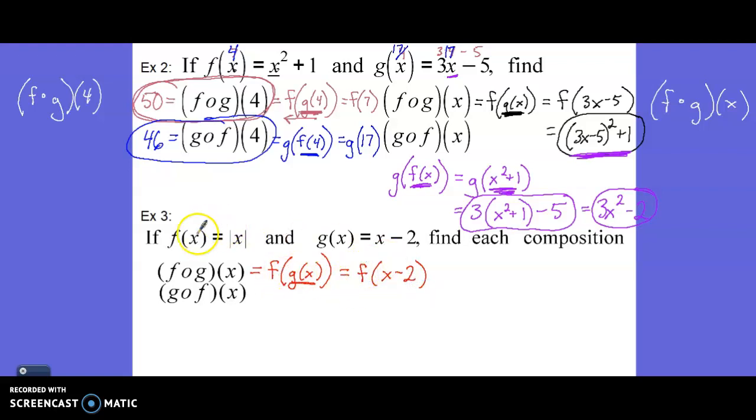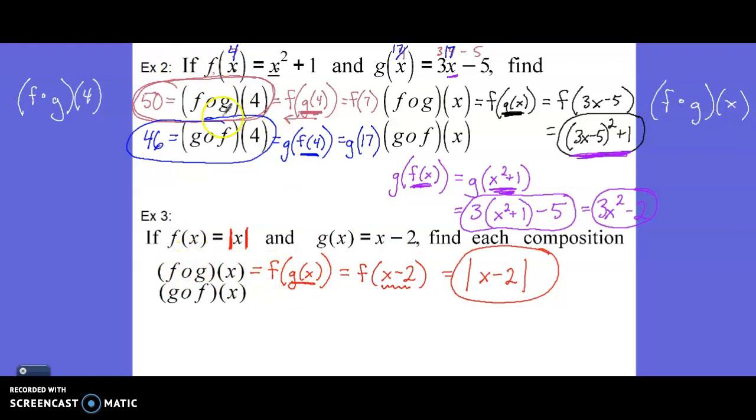So now I can go to the f function and just take out this x. So it's the absolute value. Hopefully this absolute value is showing up on your screen. I know sometimes it doesn't show up. And I need to replace that x with what's inside the parentheses, x minus 2. So that's your first answer. This is f of g of x.